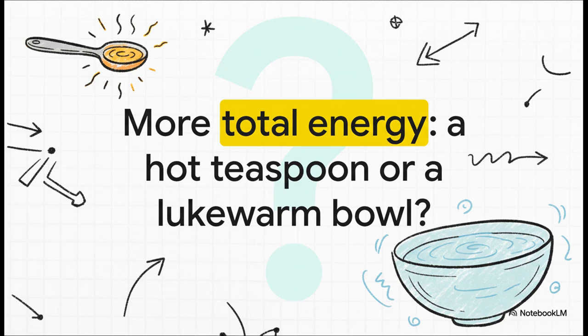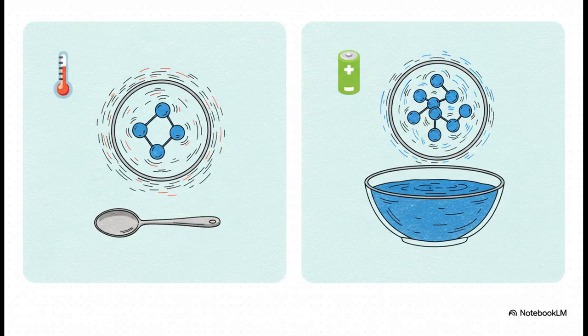But to get us started, here's a little brain teaser for you. Imagine you've got a tiny teaspoon of water boiling away at 100 degrees Celsius. And next to it, you've got a big bowl of water that's just kind of lukewarm. Which one do you think is packing more total energy? The answer might not be what you expect, and it gets right to the heart of what we're talking about today. And the answer is the large bowl of lukewarm water. Yeah, I know it sounds totally backward, doesn't it?